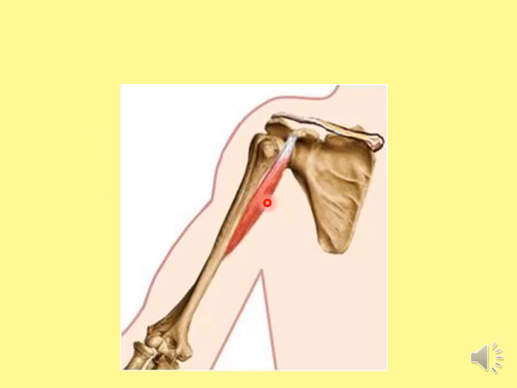This is the coracobrachialis muscle, which takes origin from the coracoid process to be inserted into the middle of the medial border of the humerus.